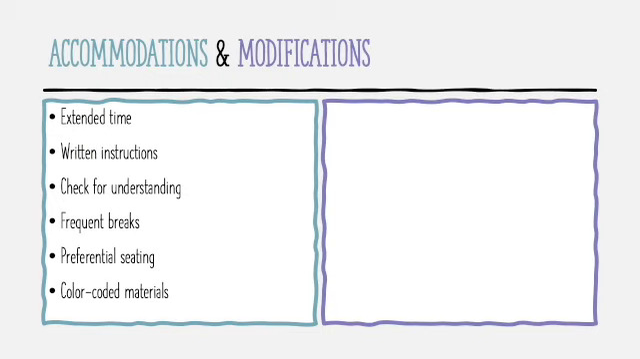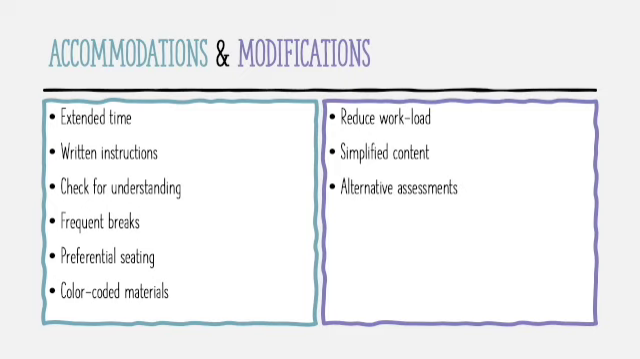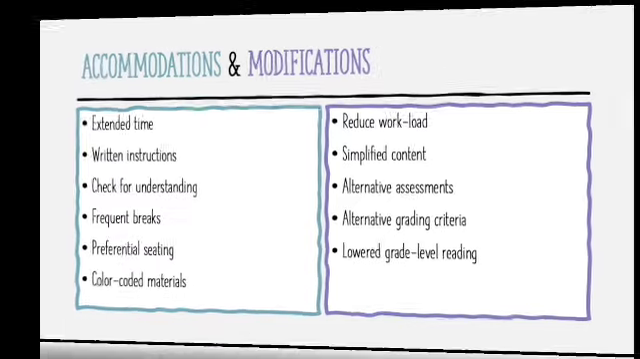In terms of modifications, you can reduce workload, simplify the content, have alternative assessments, use alternative grading criteria, or lower the reading level. Now remember, accommodations change the presentation of the assignment, but not the level of difficulty. Modifications, on the other hand, actually modify or change the assignments or assessments so that the level isn't as rigorous.